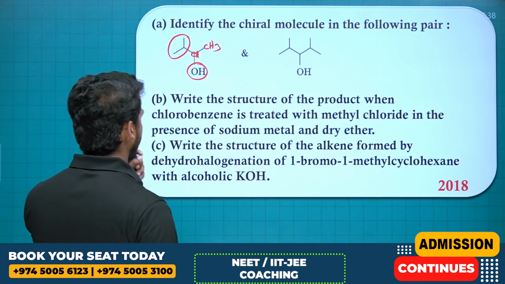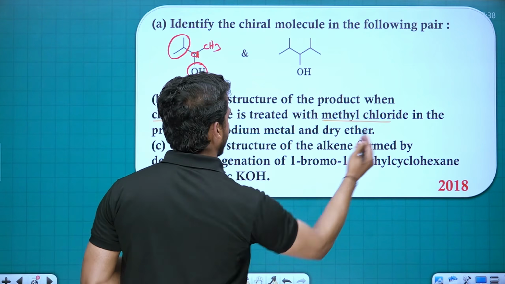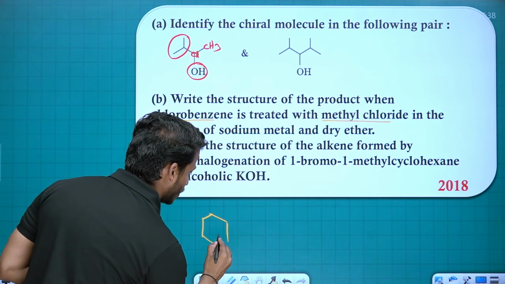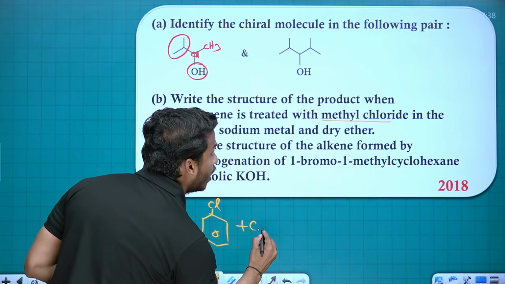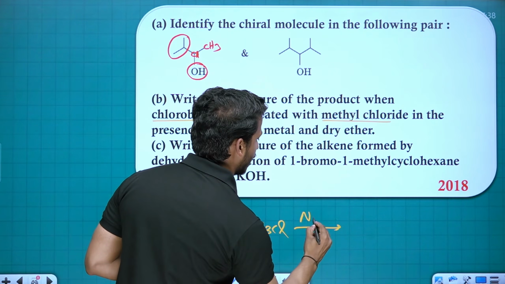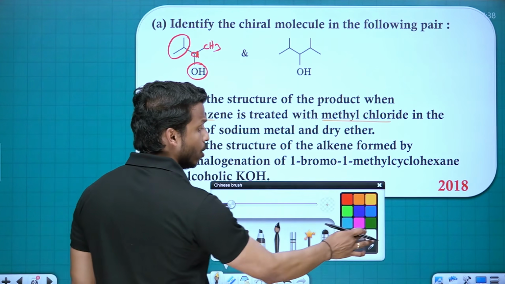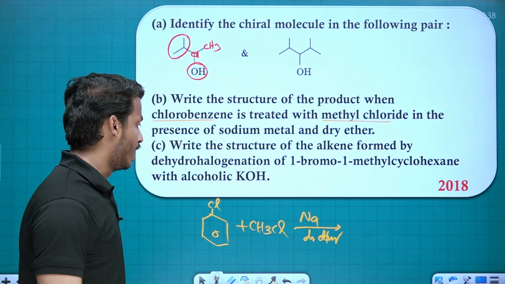Write the structure of the product formed when chlorobenzene is treated with methyl chloride. Okay, let me take chlorobenzene. Chlorobenzene reacts with methyl chloride in the presence of sodium metal and dry ether. What is this reaction, my dear? This is our Wurtz-Fittig reaction.